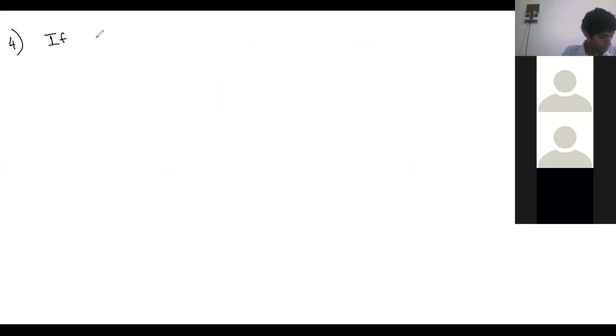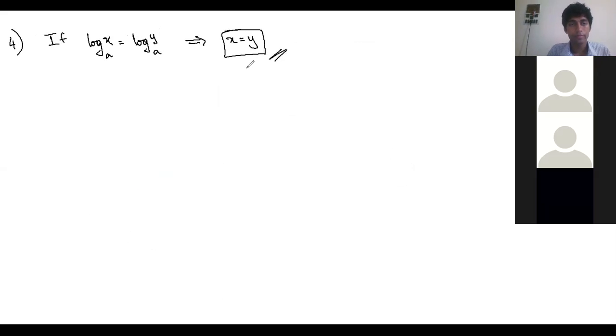If log x base a is equal to log y base a, this implies x equals y. What is the proof? Proof is: let log x base a equal log y base a equal to some n. Let us say it is some n.